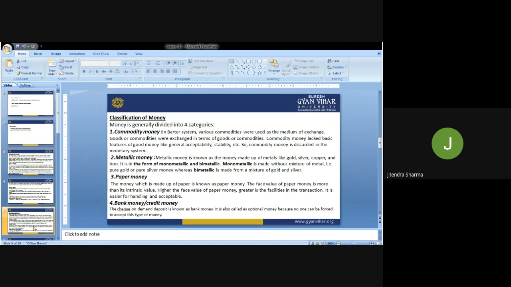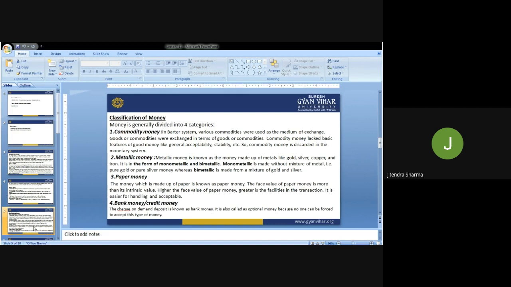Commodity money: in the barter system various commodities were used as a medium, because here the exchange is in the form of things or commodities. So in the barter system it was there, but nowadays it is rarely used, sometimes in remote areas, and otherwise in general it is not in practice. Commodity money lacked basic features of good money like general acceptability, stability, etc. So commodity money is discarded in the monetary system, as I have already told you.